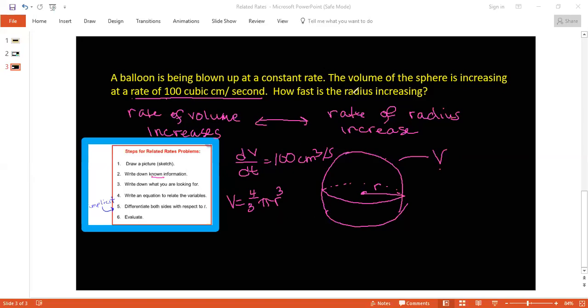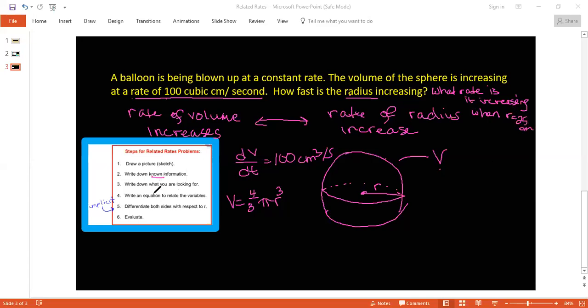And they're asking how fast is the radius increasing, and I'm also going to add to this, what rate is it increasing when the radius is 25? And we'll get to that. Is it increasing when the radius is 25 centimeters? I'll add that.